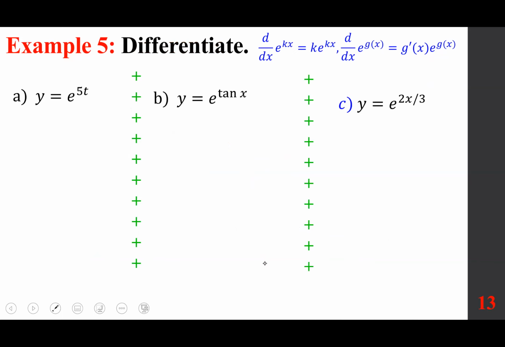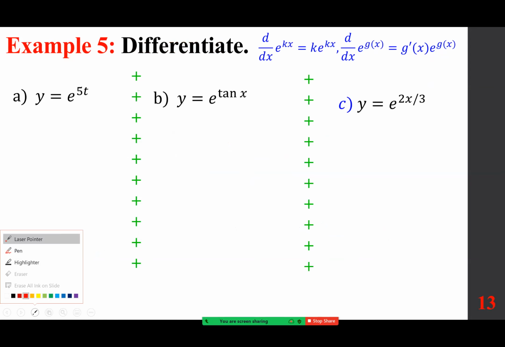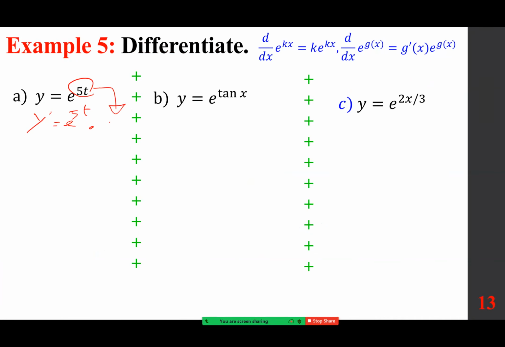All right, we want to differentiate this, and again, we are dealing with the exponential functions. So the very first thing I do in each case, I just write the function. So e to the power 5t. Since it's a function of t, I need the derivative of 5t, which is 5, and I put it in front.